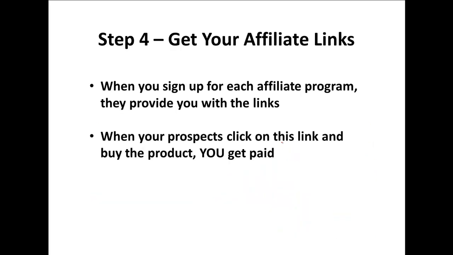Step number 4: get your affiliate links. Now, when you sign up for each affiliate program as you find your offers, again, I haven't asked you to do that yet, that'll be in the next video, they provide you with links. They'll email it to you when you join the affiliate program, and they're free to join. Or when you sign up, they'll let you into the members area, and they have affiliate links in there.